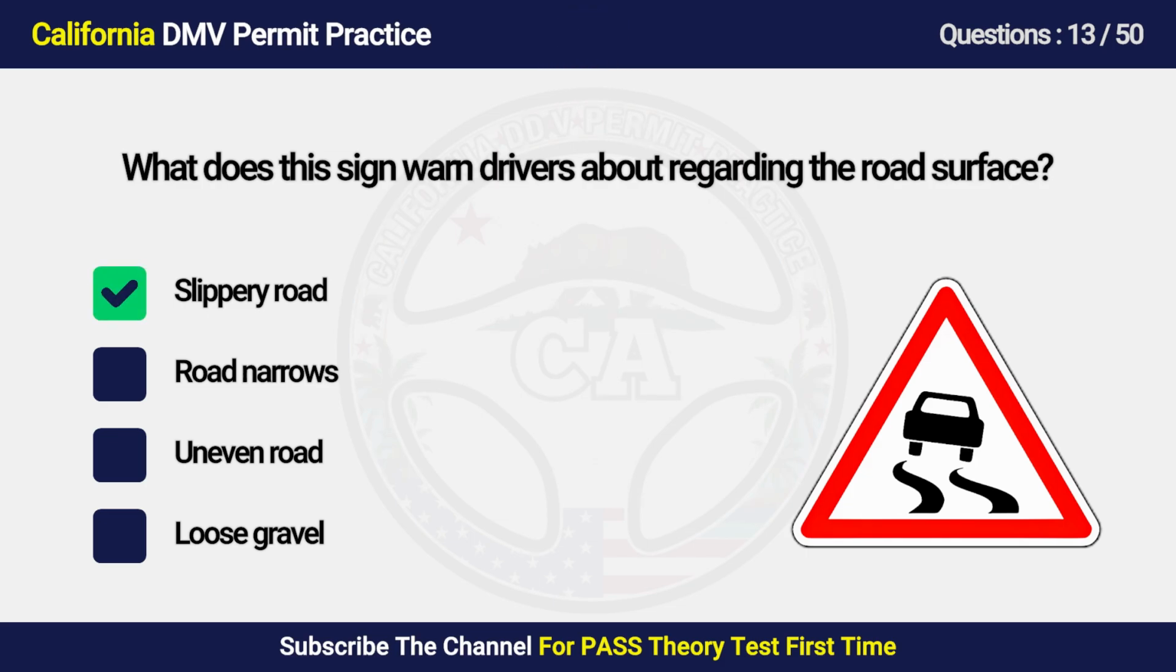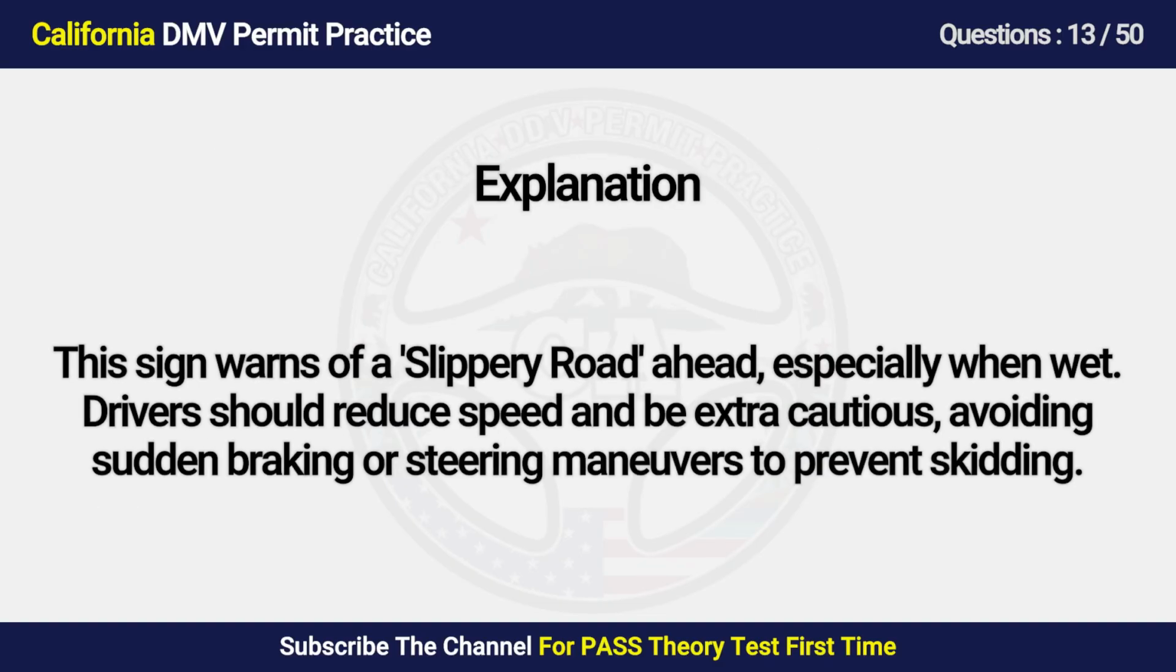Answer is A. Slippery road. This sign warns of a slippery road ahead, especially when wet. Drivers should reduce speed and be extra cautious, avoiding sudden braking or steering maneuvers to prevent skidding.